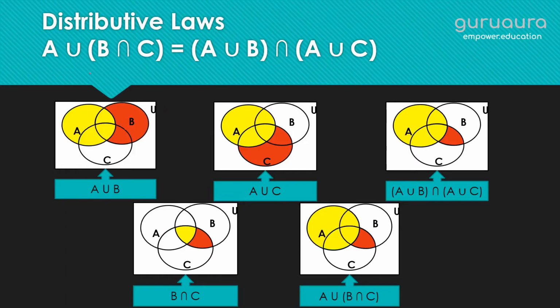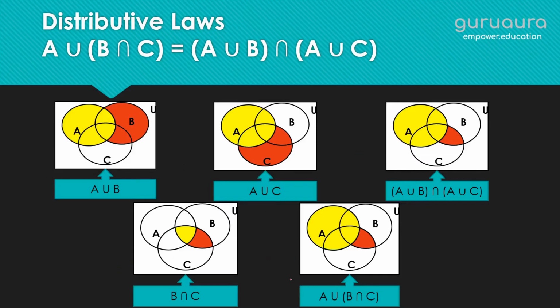Now let's see the distributive property. Now we'll understand distributive laws with the help of Venn diagrams. So the first distributive property is A union B intersection C is equal to A union B intersection A union C. Okay. Now here is the left hand side and this is the right hand side. You can see three Venn diagrams. These are for the right hand side and these two Venn diagrams are for the left hand side.